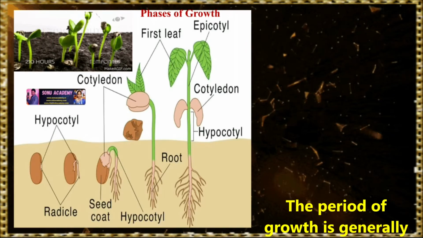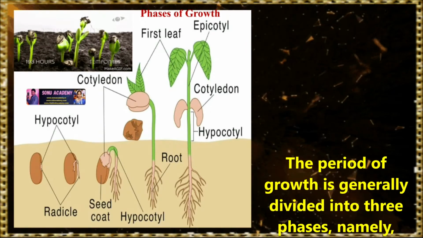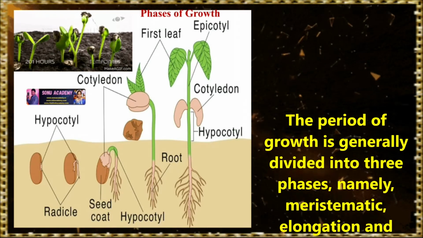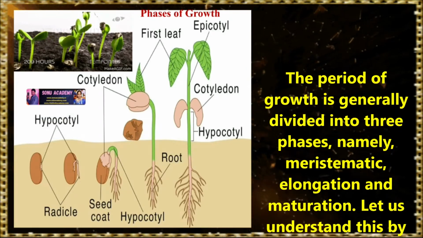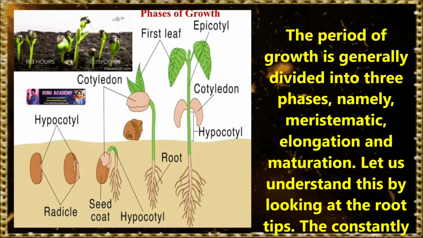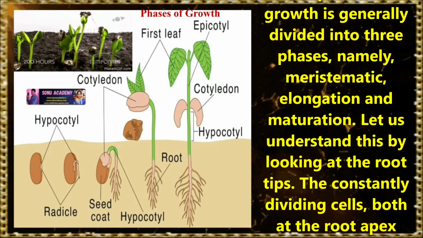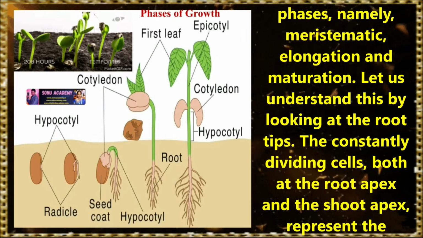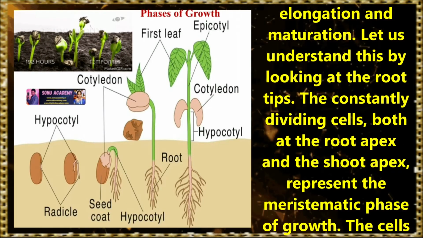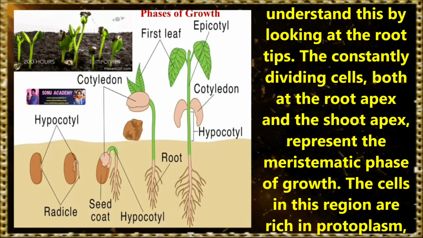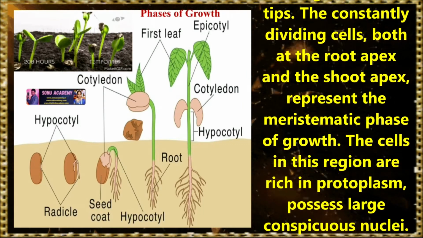Children, now let us discuss phases of growth. The period of growth is generally divided into three phases, namely meristematic, elongation and maturation. Let us understand this by looking at the root tips. The constantly dividing cells both at the root apex and the shoot apex represent the meristematic phase of growth.